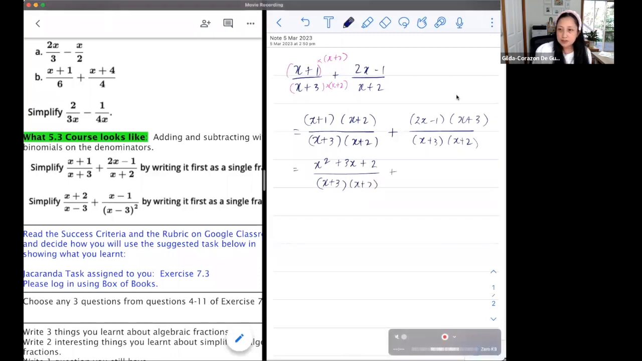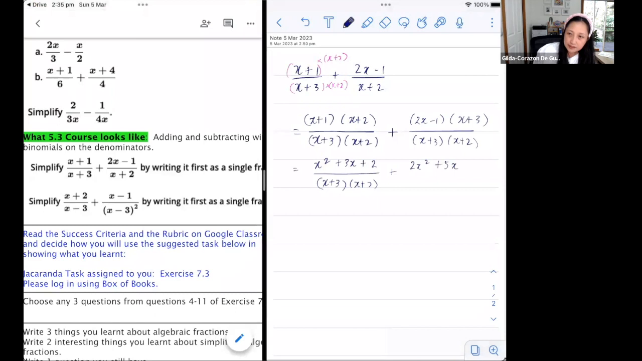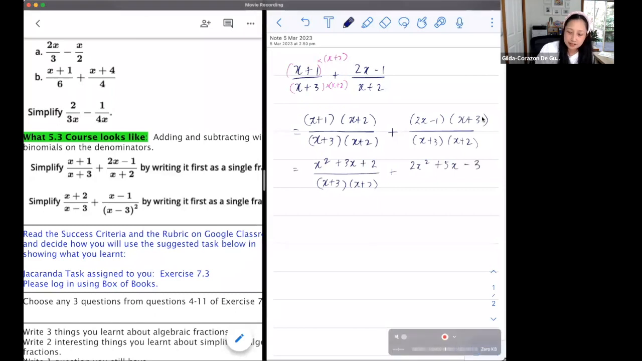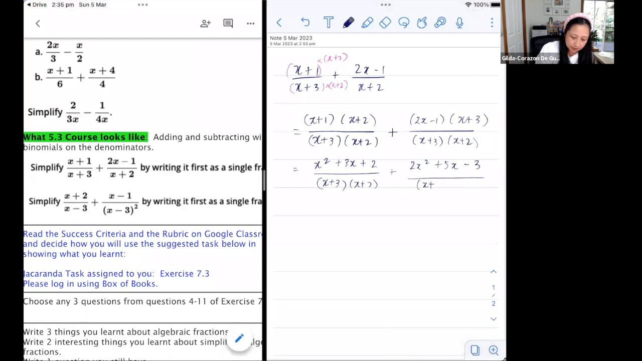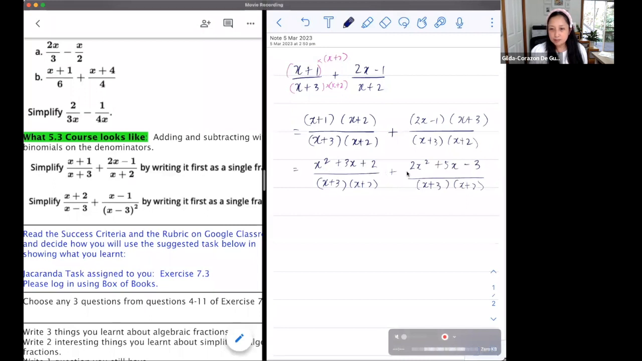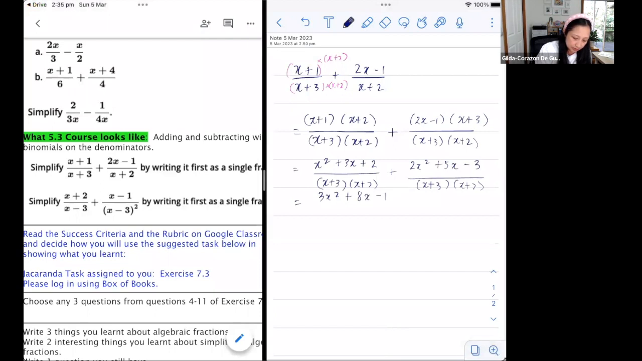Okay, the same thing with the next one. We use the FOIL method, 2x times x, that's 2x squared. We use the outer and the inner, and we add them together. We have negative 1x plus 6x, we get 5x. And then negative 1 times 3, you get negative 3, right? Over x plus 3, x plus 2. Okay, now we can combine the like terms. We've got x squared plus 2x squared, we have 3x squared plus 8x minus 1 all over x plus 3, x plus 2.